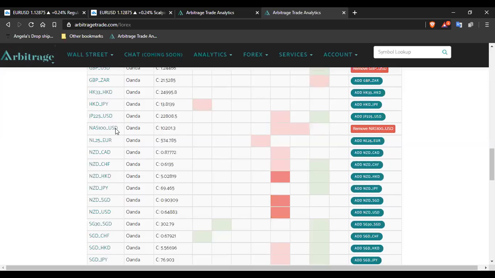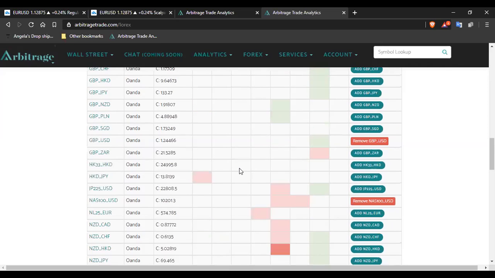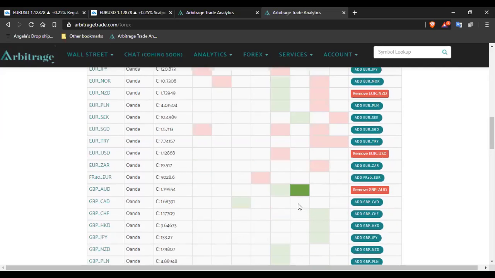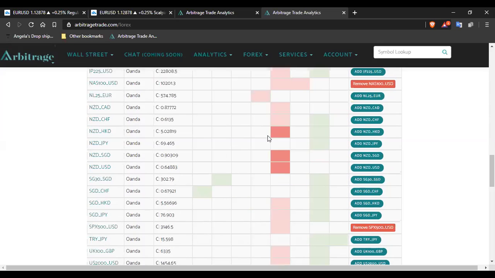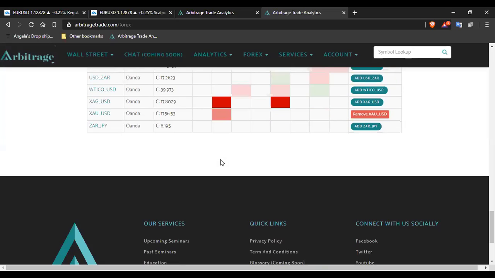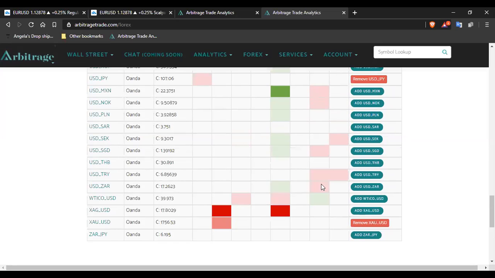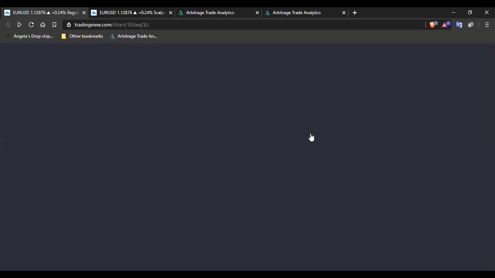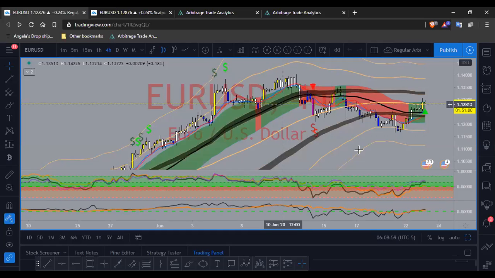Let's see. GA is the Mexican, and then gold and silver. Well, silver is calling more for the sell. So, all right, we'll go ahead and take a look at those pairs first before we look at any of the other pairs. Want to see what Bo's talking about.